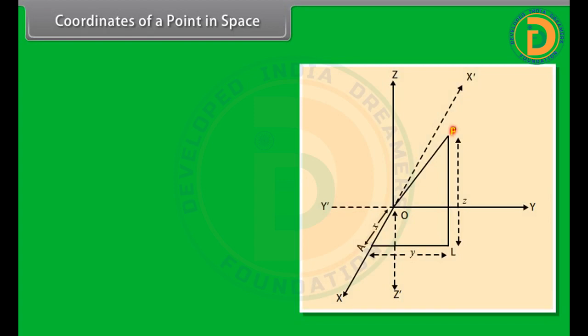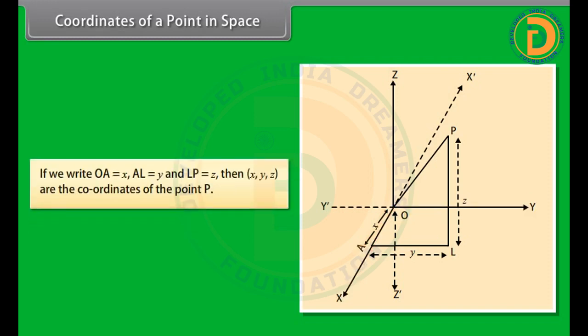Coordinates of a point in space. Let P be any point in space. Through P, draw perpendicular PL on xy plane meeting this plane at L. Through L, draw a line LA parallel to OY cutting OX in A. If we write OA equal to X, AL equal to Y, and LP equal to Z, then X, Y, Z are the coordinates of the point P.